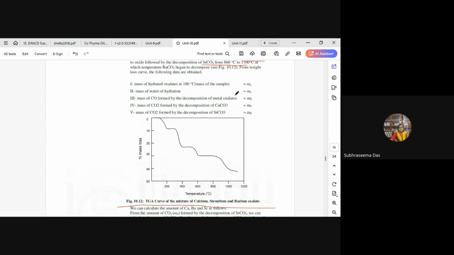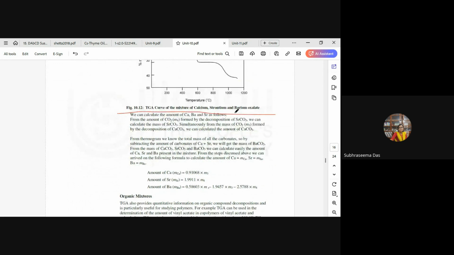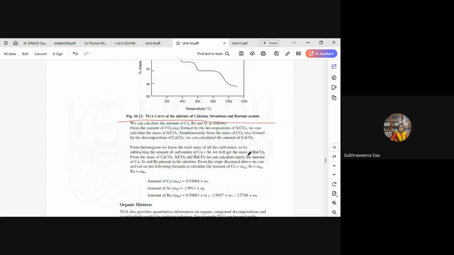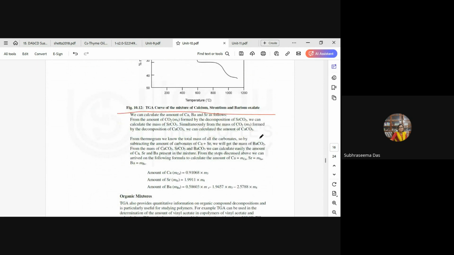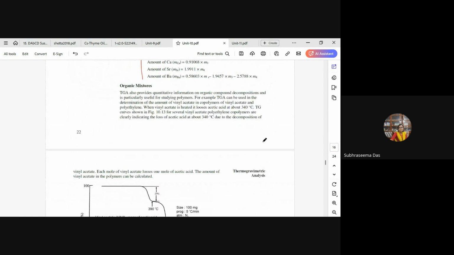So from this curve we can calculate the mass loss. First is the mass loss at 100 degrees centigrade, which is Ms. M1 is the water of hydration, M2 is for the loss of CO, M3 for loss of CO2 from calcium carbonate, and M4 is loss of CO2 from strontium carbonate. Then using the values of M1, M2 and the respective masses, we can calculate the amount of the individual element that is present in the mixture.